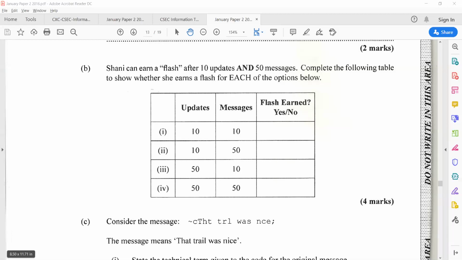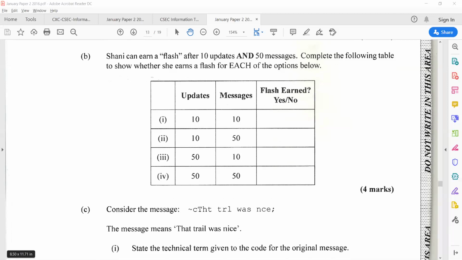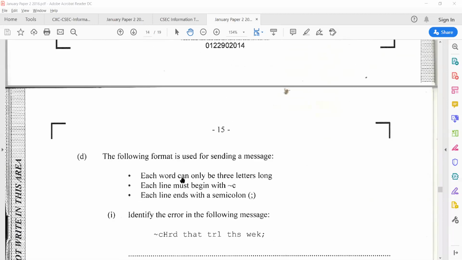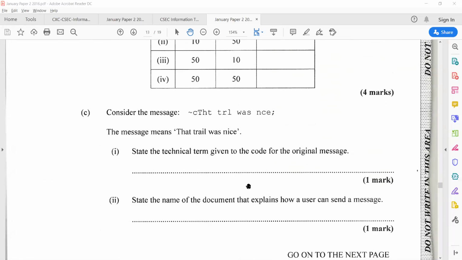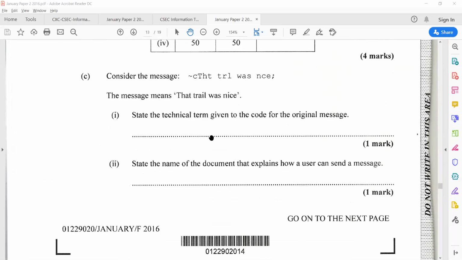Okay. All right. Okay. So part C, right? Consider this message. So they put a message on the screen. And then it says, the message means that trail was nice. State the technical term given to the code for the original message.